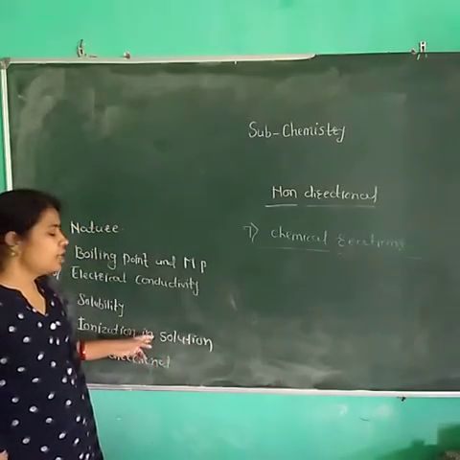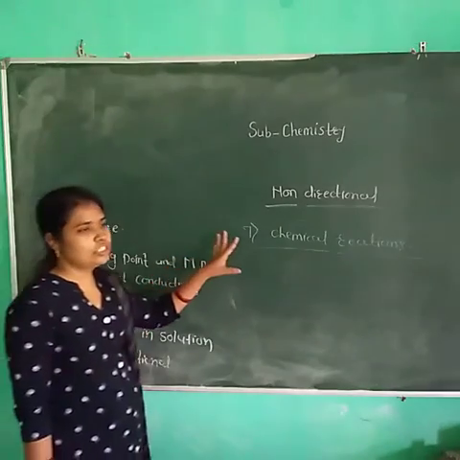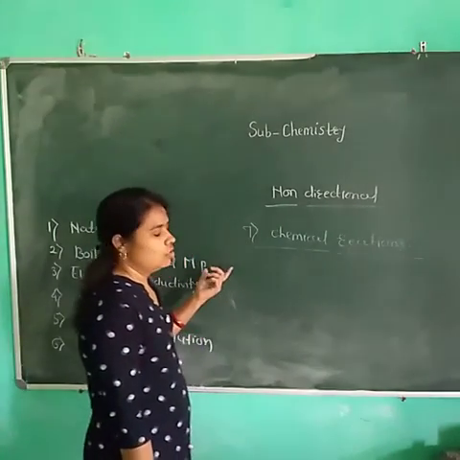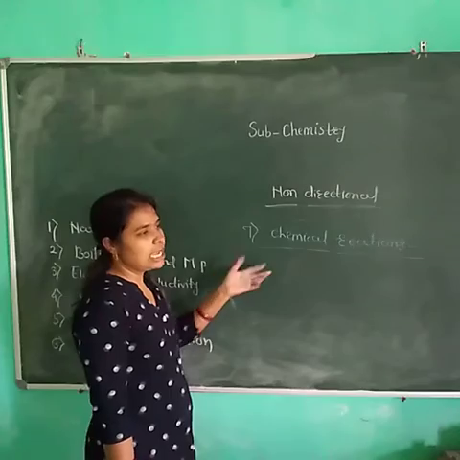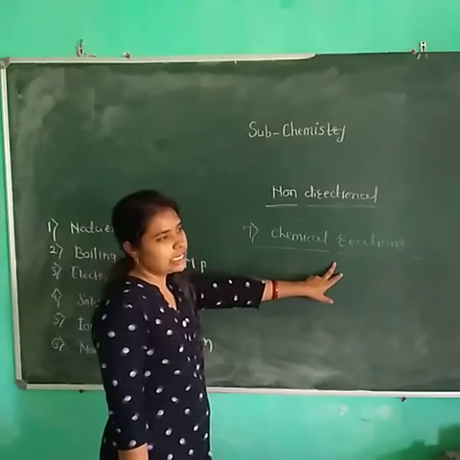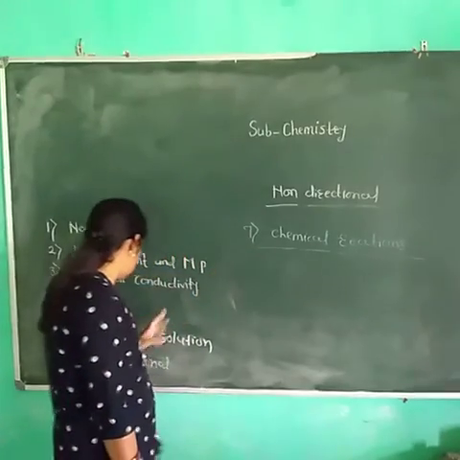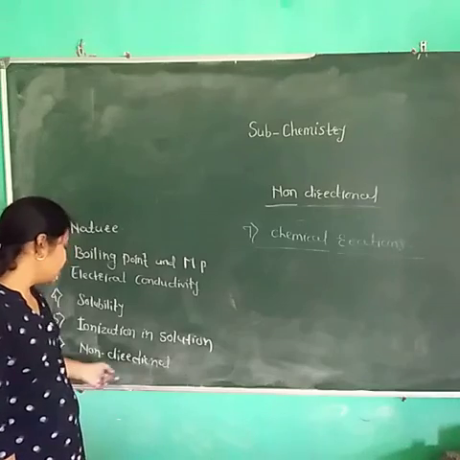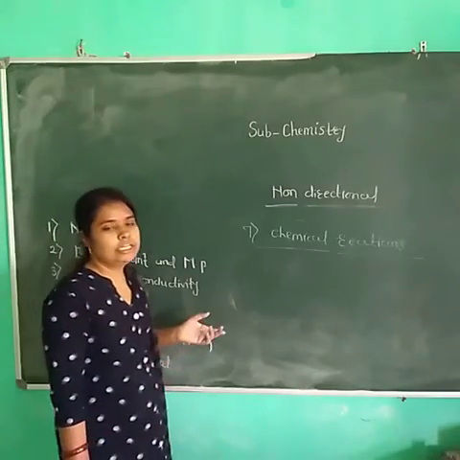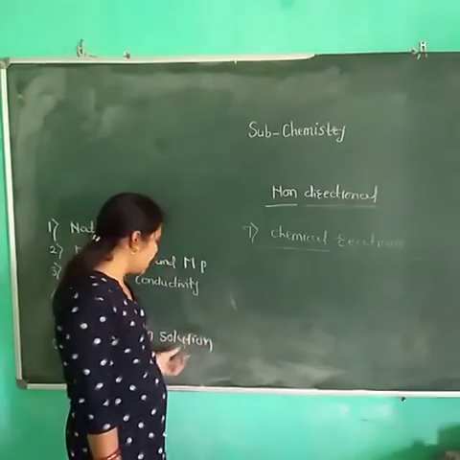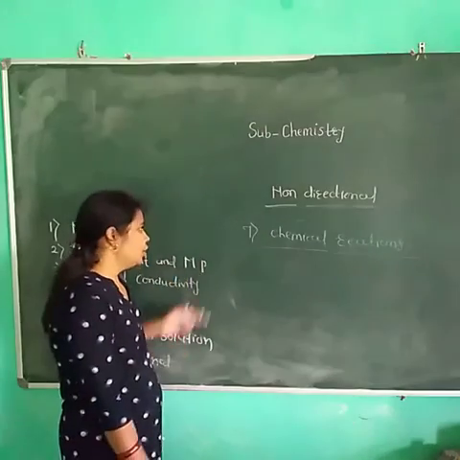It exhibits the phenomenon of ionization in solution. It means that ionization occurs when NaCl is dissolved in water. When it dissolves in water, ions are produced, one the cation species and another the anion species. The sixth one is that it is non-directional. It means that it does not exhibit the phenomenon of isomerism. So it is non-directional.